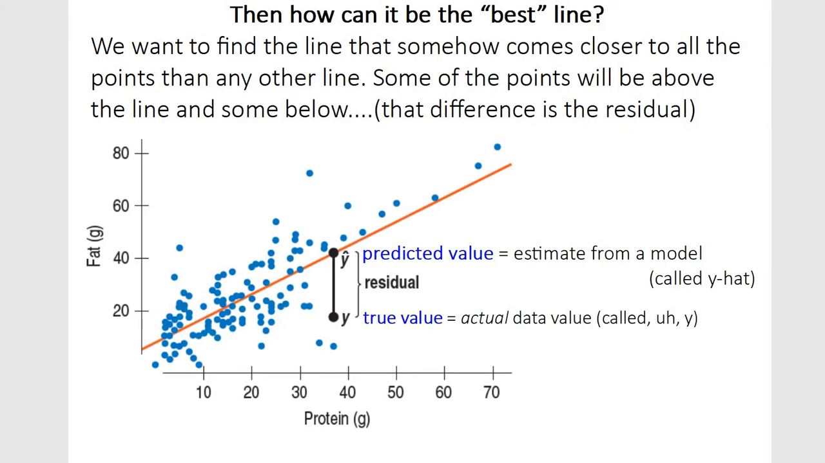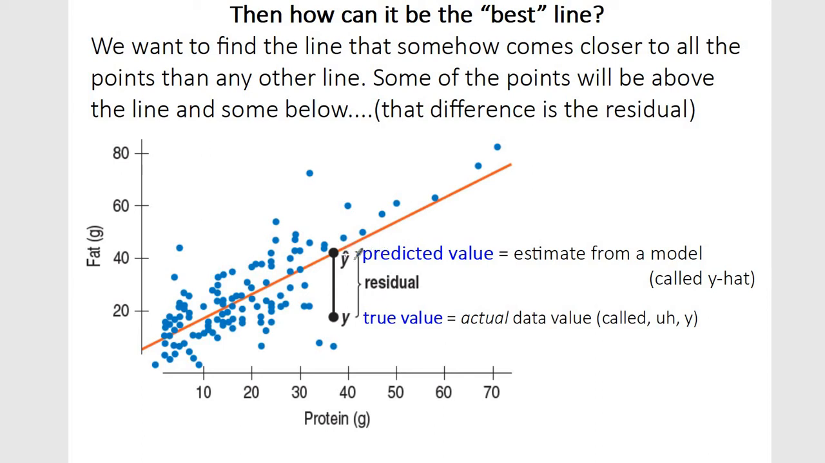So how do we make that best line? Okay, so we want to find a line that's close to all the points. Some points obviously are going to have to be above it, some are below it. That difference between the point on the line and the point from our data is called the residual.